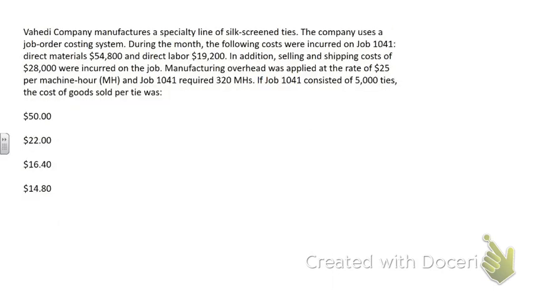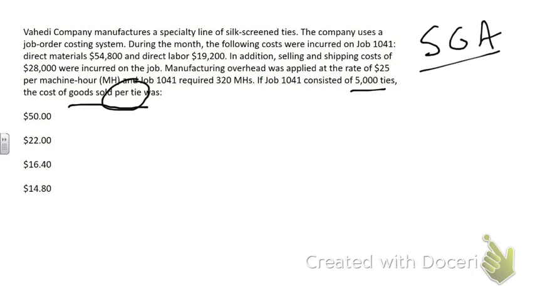The next question. I'm looking for a cost of goods sold per tie. So that means I'm going to have to divide it by how many ties we'd made. Okay, we know they made 5,000 ties. Okay, now we're just looking for cost of goods sold, so we are going to exclude selling, general, and administrative. We don't care about those costs. So let's see what we have here.